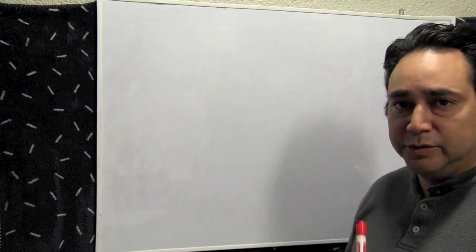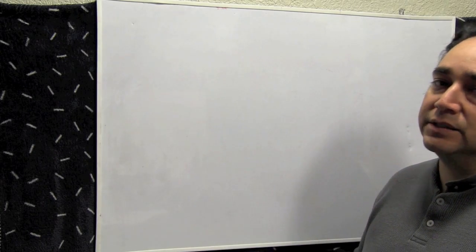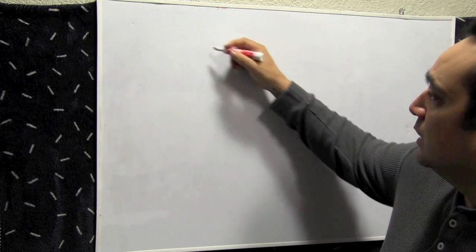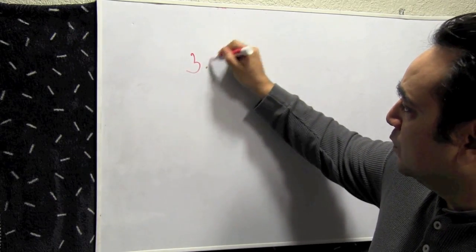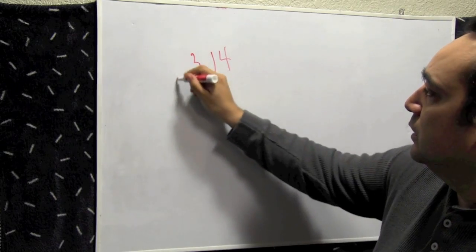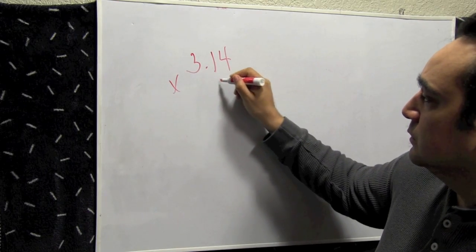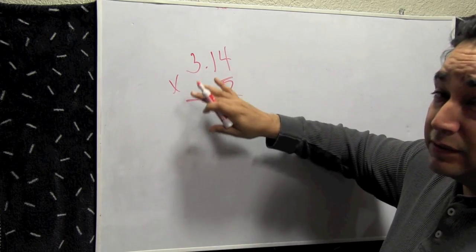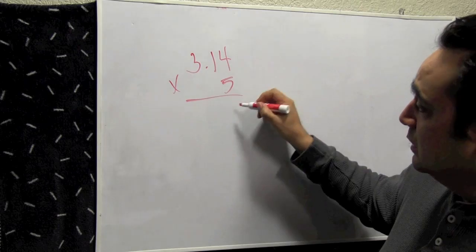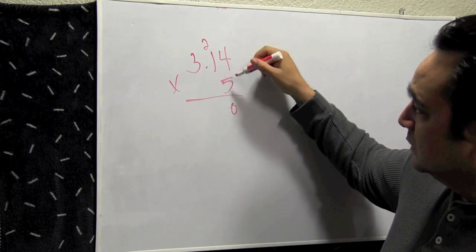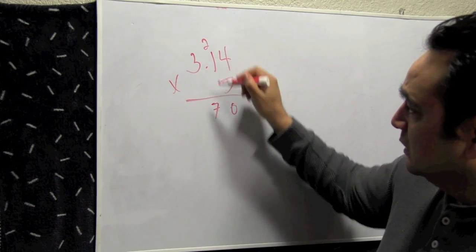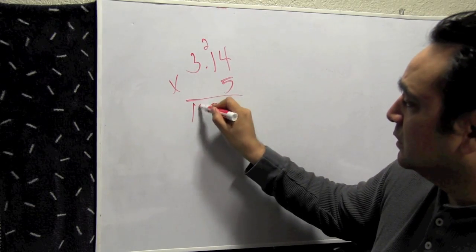All right, we're gonna continue multiplying by decimals. So here we go. Let's take 3.14 times 5. Right now we're gonna forget about the decimal point, just multiply. So this is 20. 5 times 1, 5, 7, and 15.